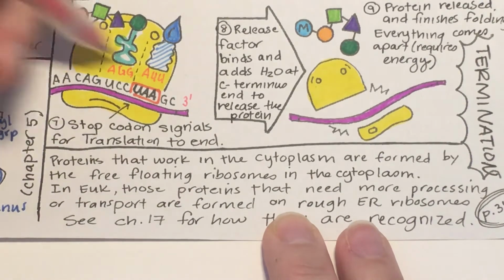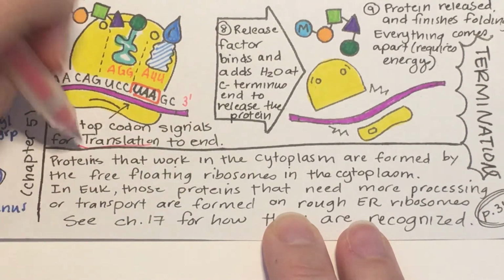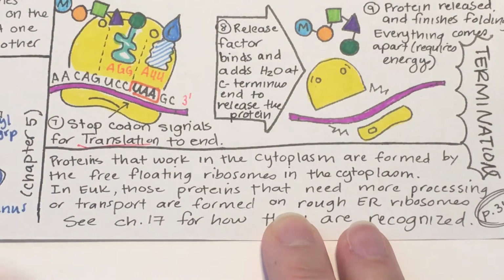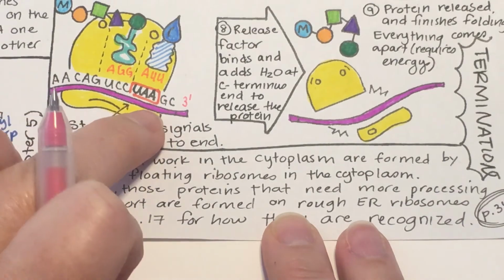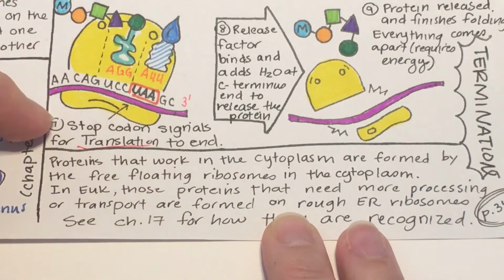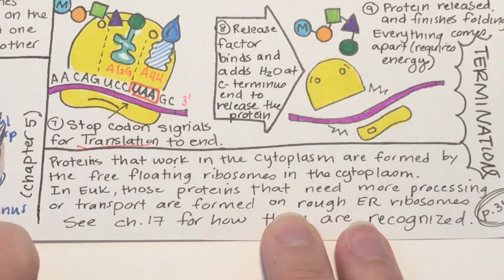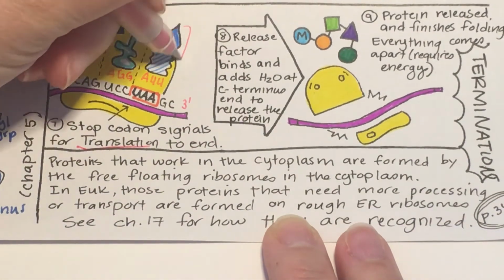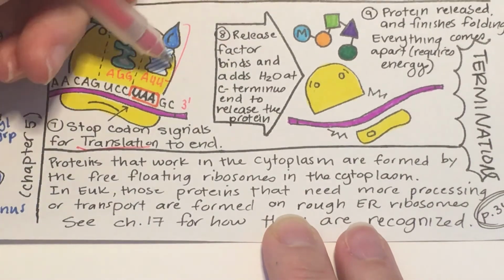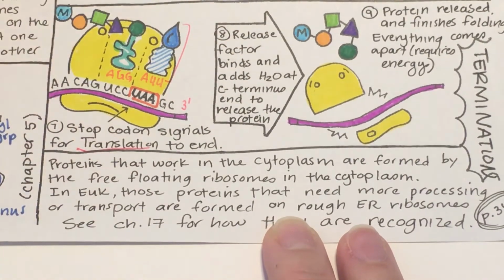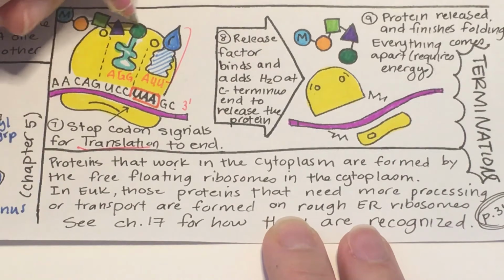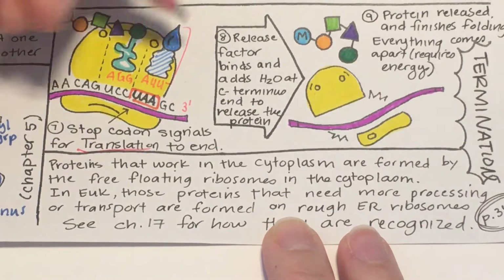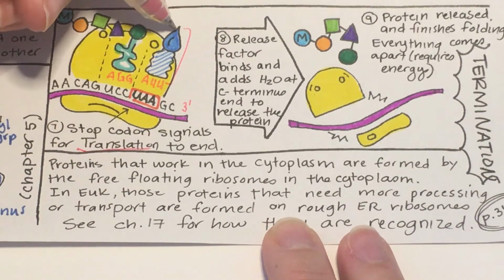Stop codon is going to signal the end of translation. Remember that this is different than transcription, which had a transcription terminator. This is a stop codon. So start and stop codons for translation, promoter and transcription terminator for transcription. This last component, this is a release factor. It's kind of like a tRNA, but it's a little different. It doesn't actually have another amino acid attached to it. It's got a water molecule on the end.